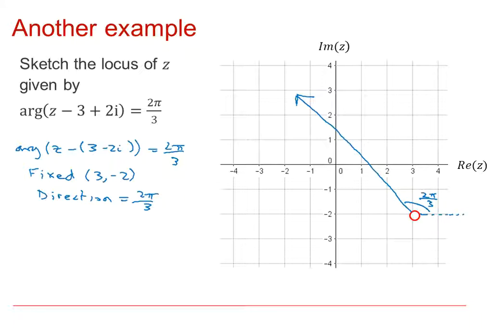So my solution is this half line. It does keep going. The arrow is there to show that it does keep going, and it doesn't include the point 3 minus 2.